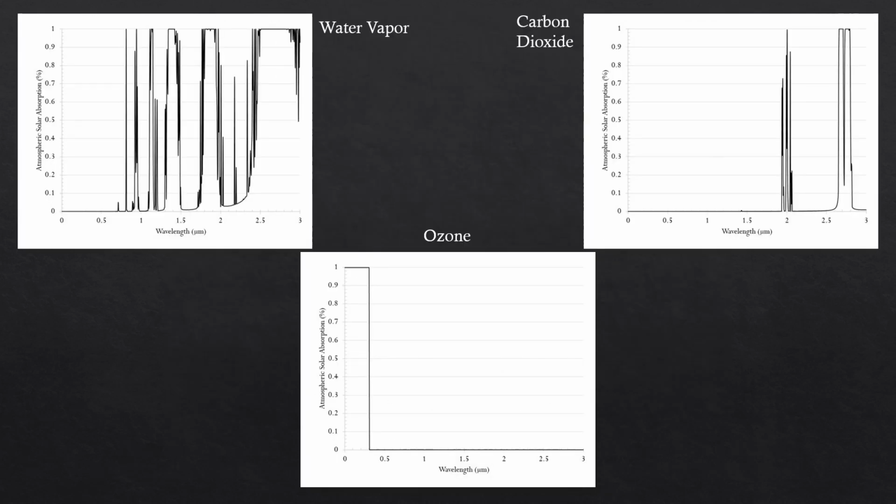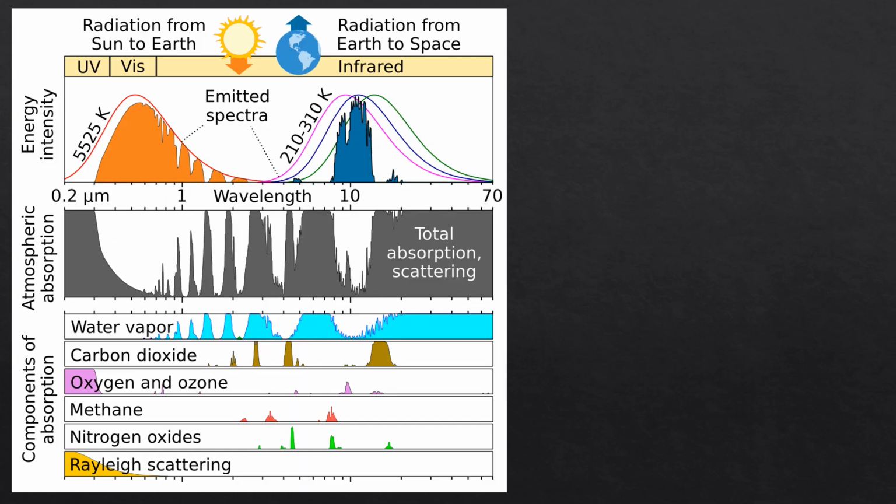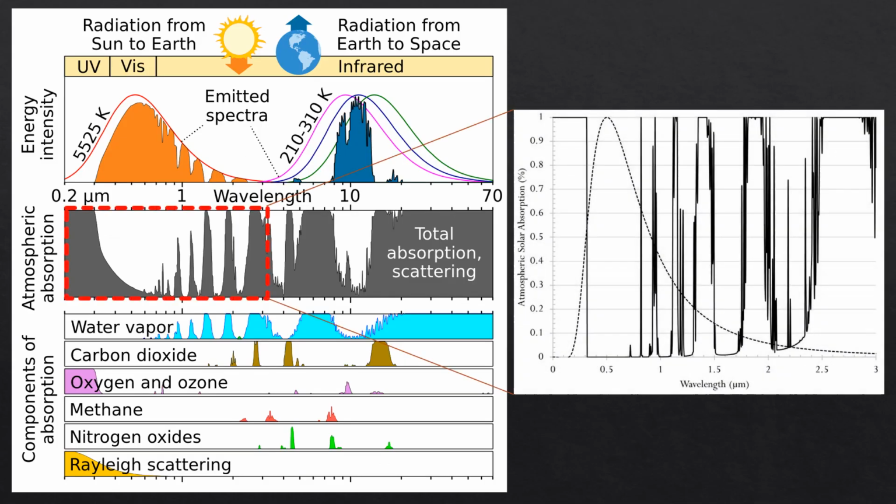Breaking the absorption down into each substance produces these three graphs for water vapor, carbon dioxide, and ozone. It is evident that water vapor is the most profound. The absorption spectrum produced in the model compares well with the absorption spectrum in the graphic. However, the spectrum varies with the angle of incidence and water vapor concentration in the atmosphere.